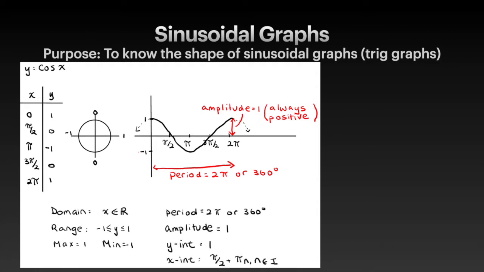Again, properties of this, domain, range, max, min, period, amplitude are all the same. The thing that changes now is the y-intercept is at +1 instead of 0. And the x-intercept, you can see it on the graph there, is at pi over 2, and then plus pi times an integer, meaning it can be positive or negative.